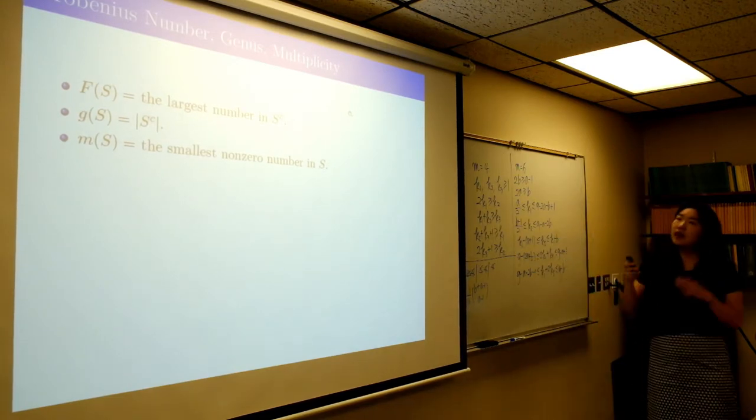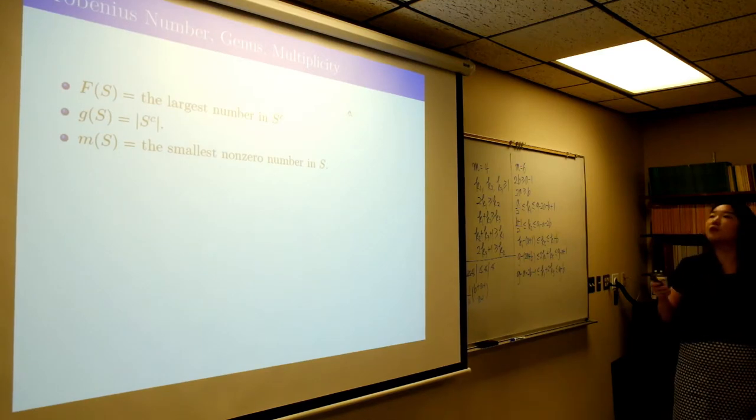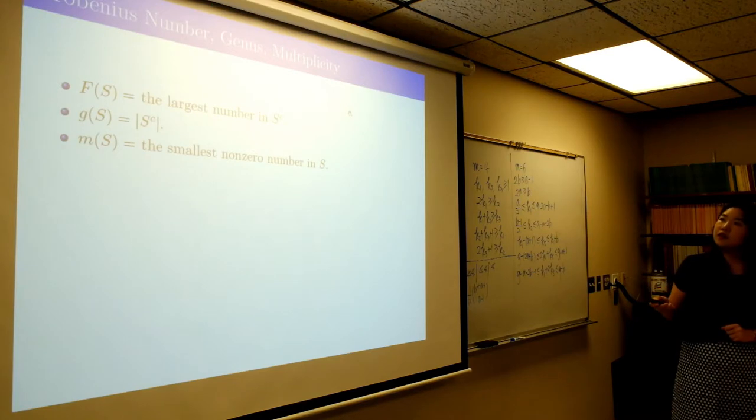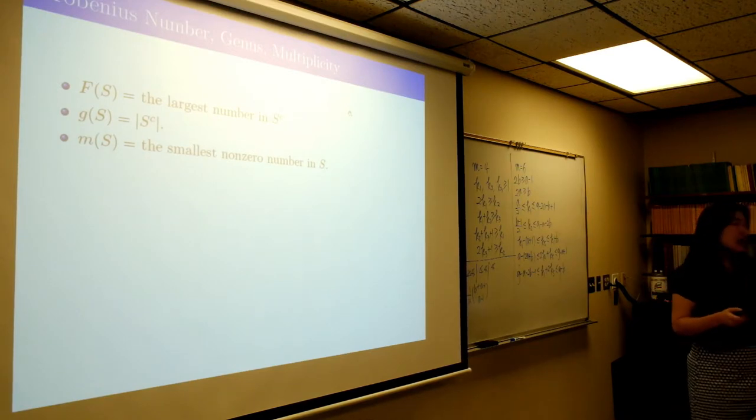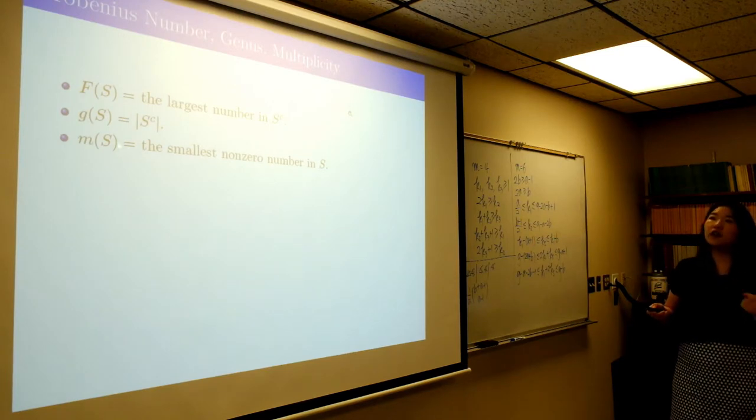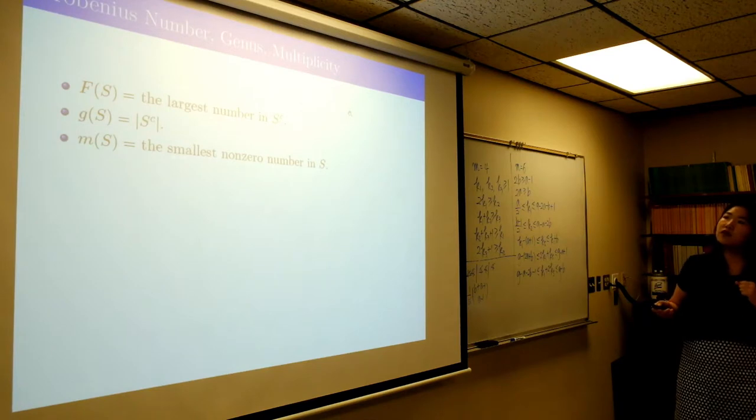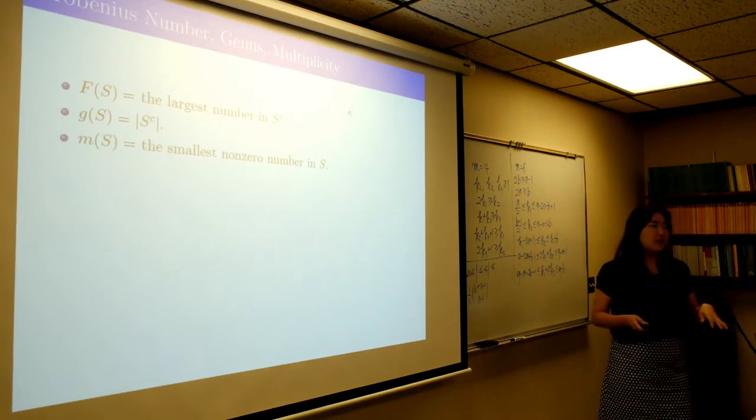We have three invariants of a numerical semigroup, which are Frobenius number, genus, and multiplicity. Frobenius number is the largest number in S complement, genus is the cardinality of S complement, and multiplicity is the smallest nonzero number in S.